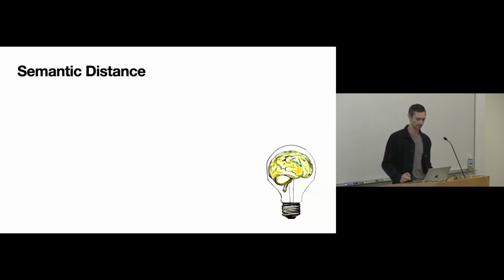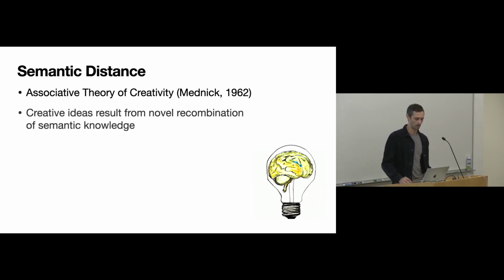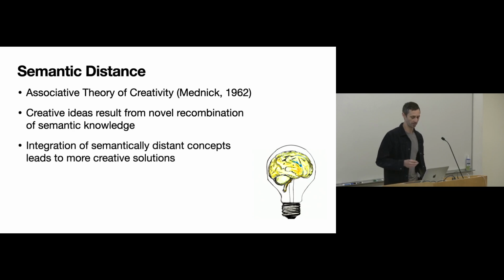Semantic distance is a measure of relatedness between two concepts. The application of semantic distance to creativity assessment is based on the associative theory of creativity, which characterizes creative thought as novel and useful recombination of semantic knowledge. According to this view, the integration of more semantically distant concepts is considered more creative, and a growing number of studies have applied computational methods to quantify semantic distance in relation to creativity.